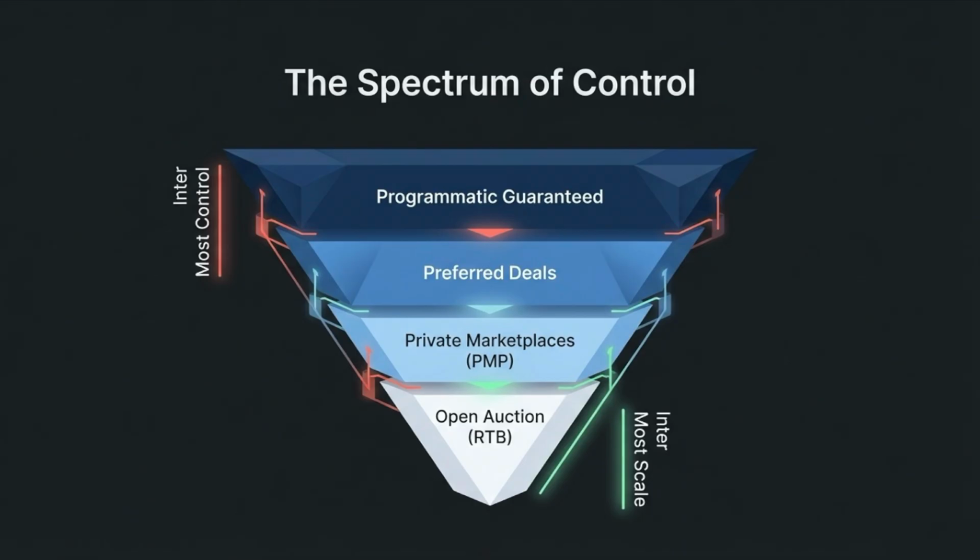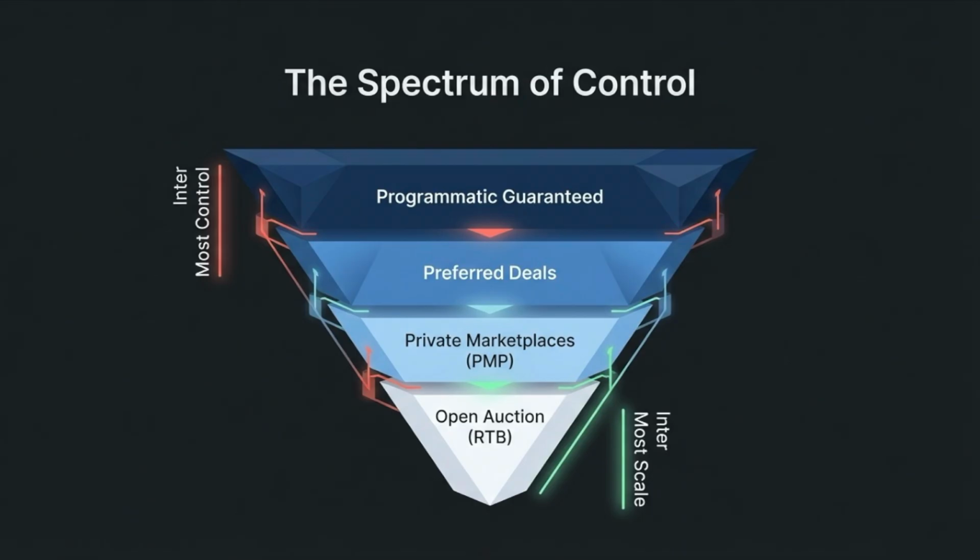Right. Then one rung down, you have preferred deals. You get a first look at the ad space at a set price, but it's not guaranteed. The publisher might sell it to someone else for more money? Potentially, yeah. Then you get into private marketplaces or PMPs. These are invite-only auctions. Think of it as the velvet rope section. So only premium websites and trusted advertisers. Right. And then at the very bottom of the ladder, the open auction, the Wild West, also known as RTB, Real-Time Bidding.